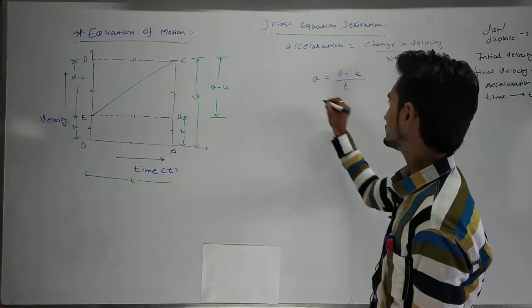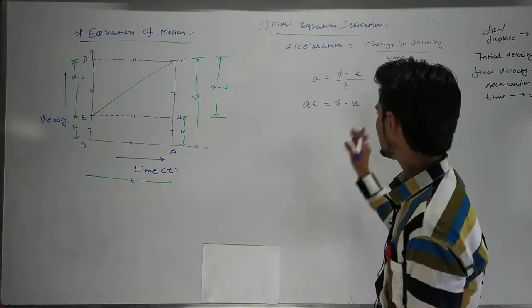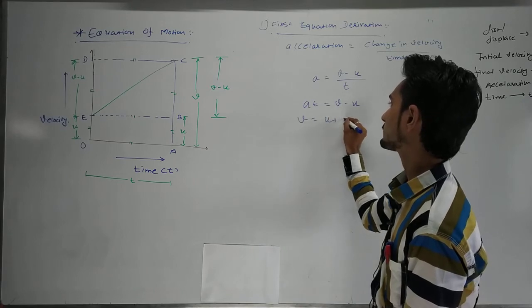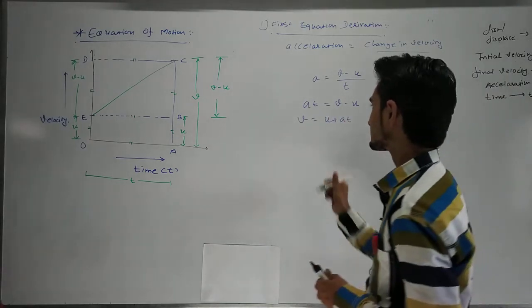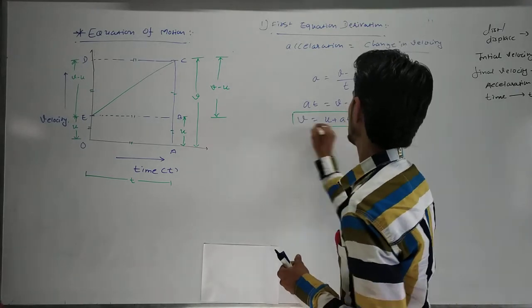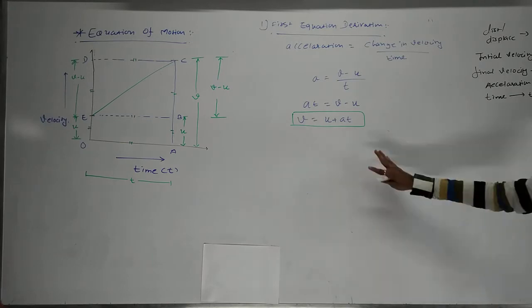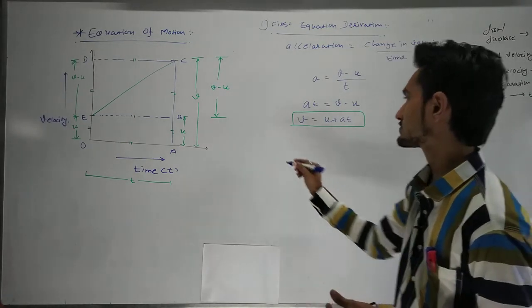equal to T. So it gives us AT is equal to V minus U. And if I move U to the LHS, then it can be represented as V is equal to U plus AT. And this is the basic first equation of motion. Now we are going to define and derive the second equation of motion.